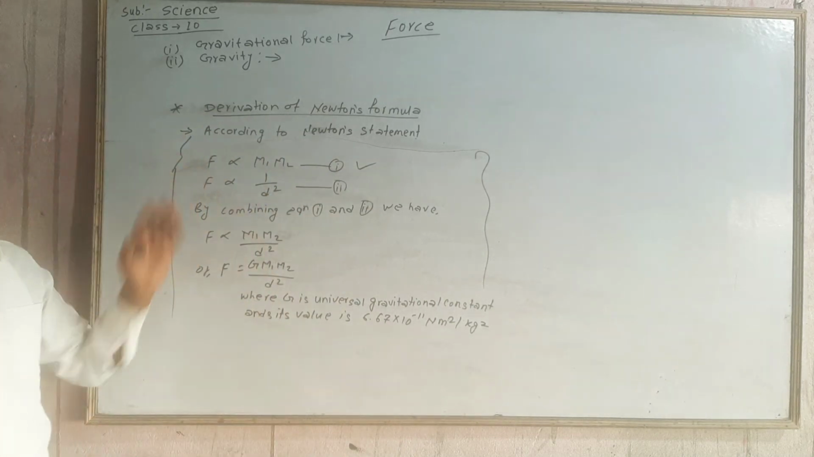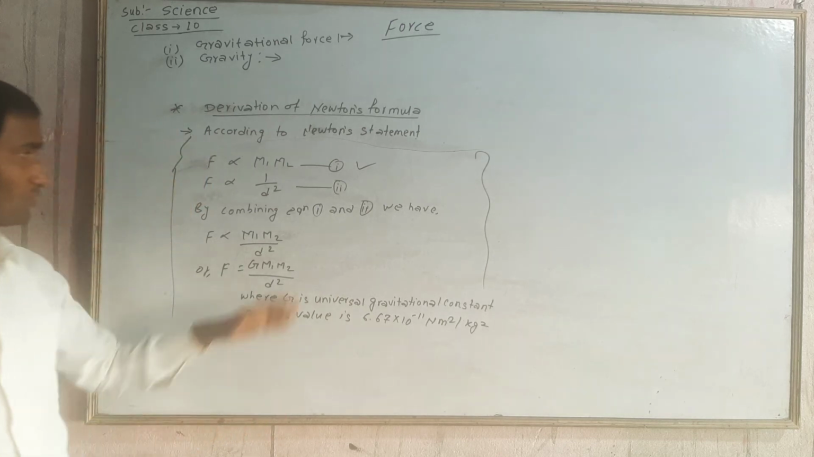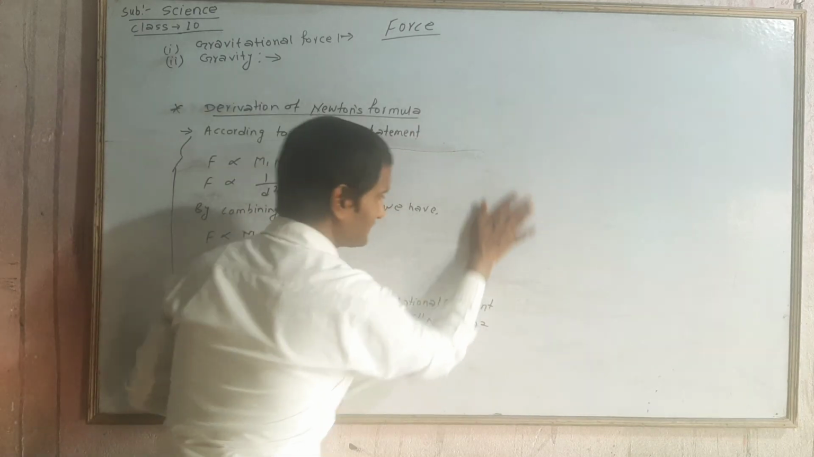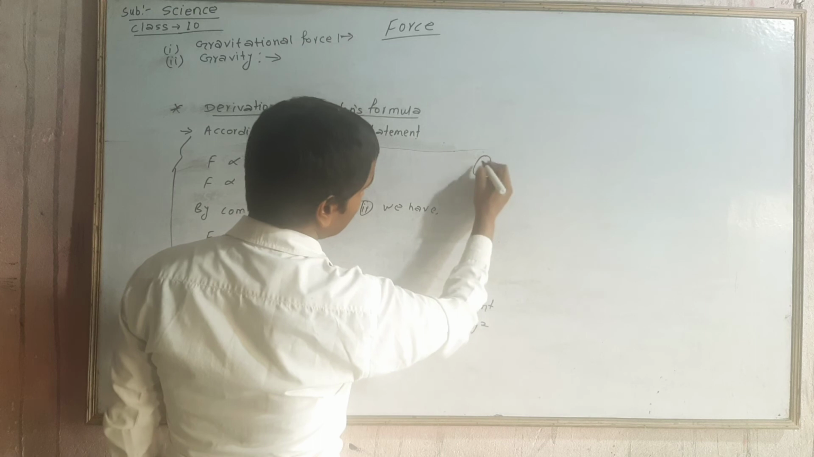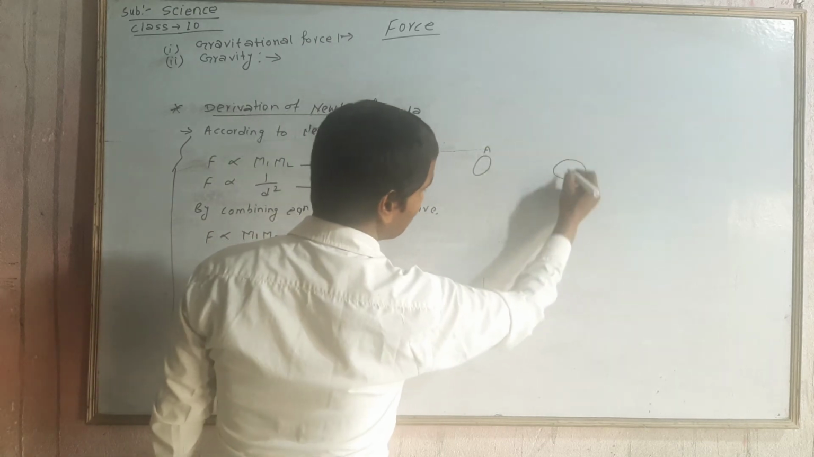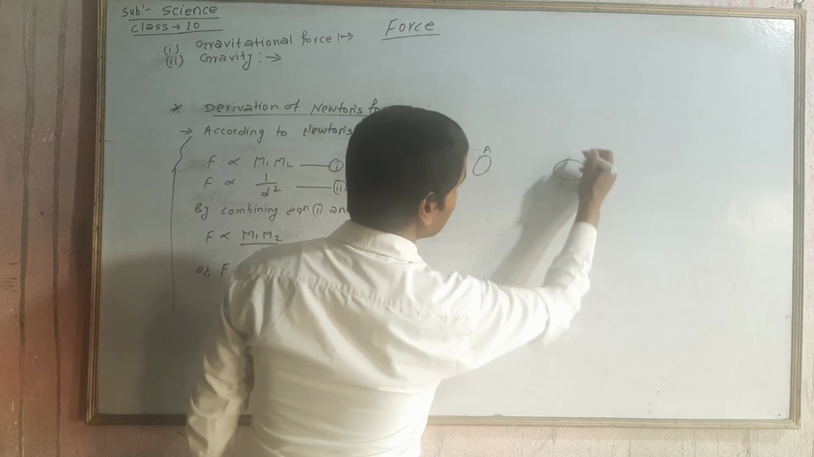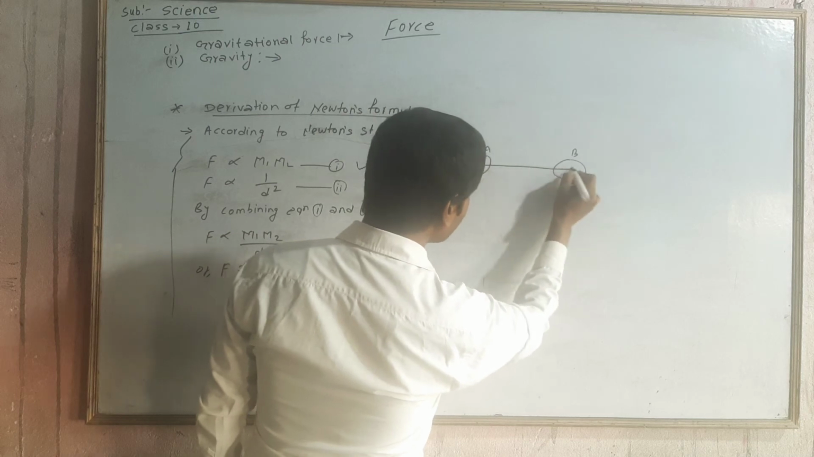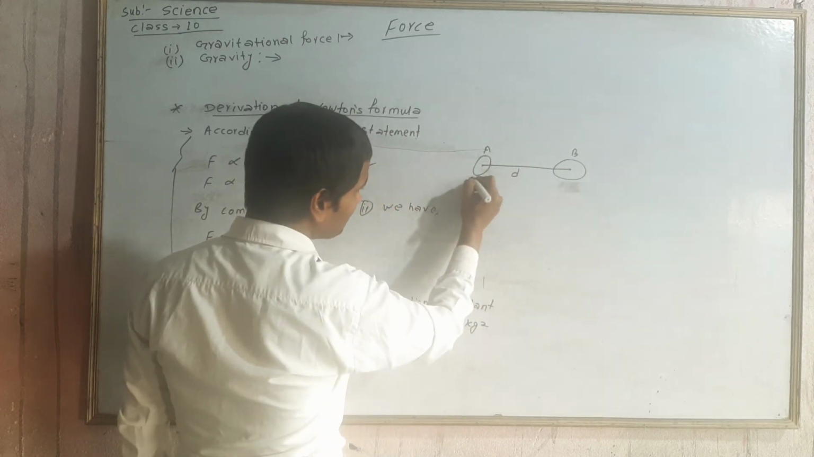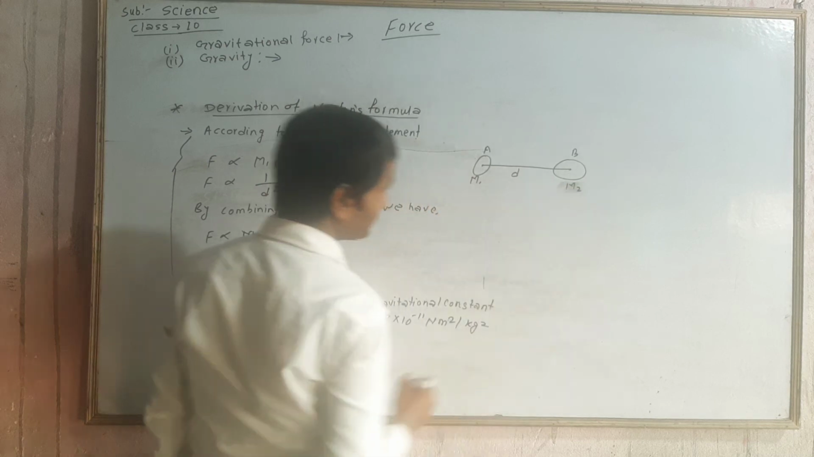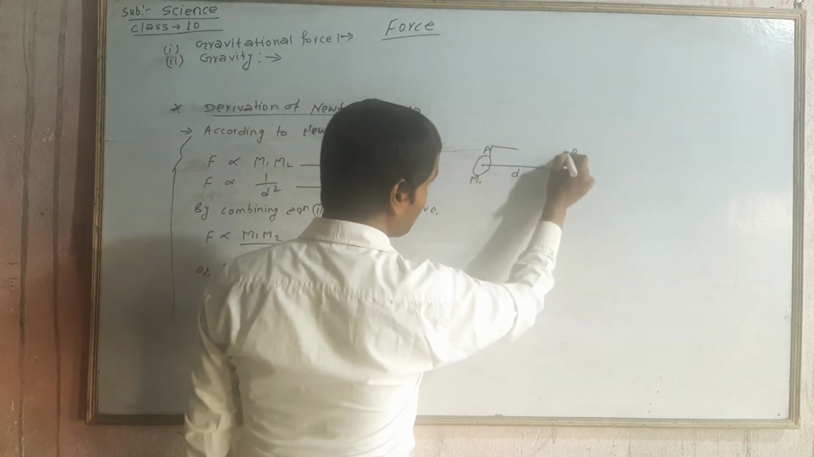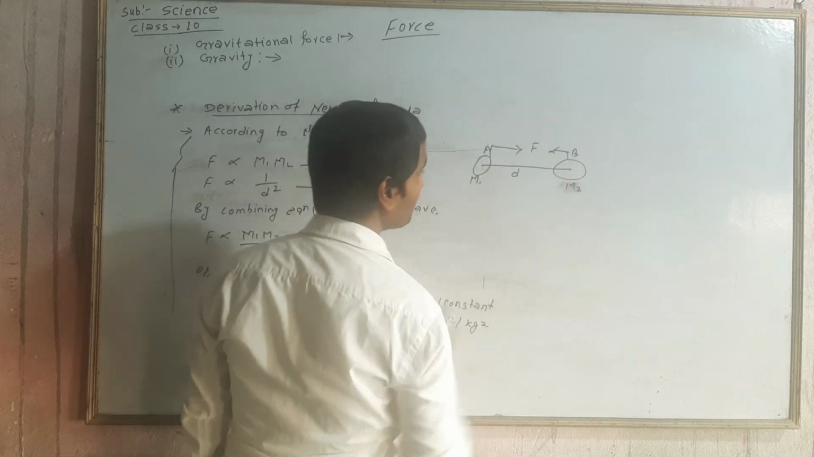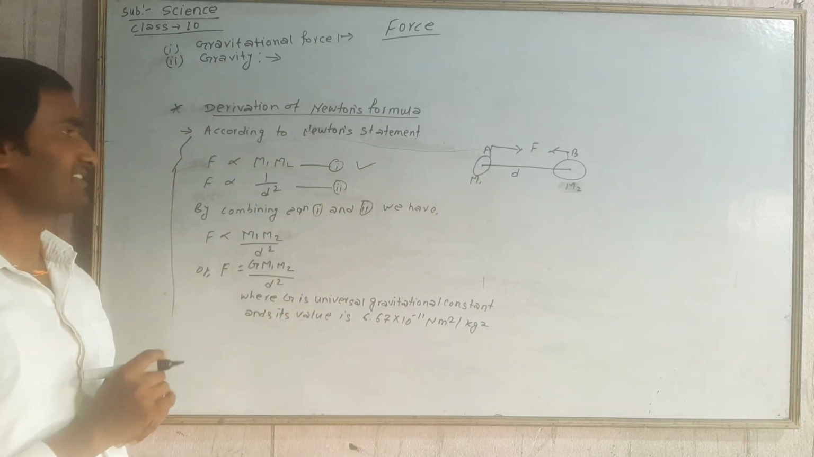Using these clues, you may try this derivation with a figure at home, or if you find difficulty, then I will draw the figure. Suppose this is object A and this is object B, and this is the center. The separation distance between them is d. Its mass is m1 and its mass is m2. And the force of attraction between them is F, and we have to derive this relation using these clues.